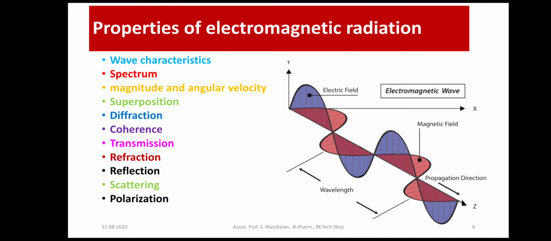Then scattering of the radiation. Scattering is when some molecules cannot absorb the light particle, but can scatter it. The scattering is mainly due to the surface or the shape of the molecules. But there are many scatterings, Mie scattering, Rayleigh scattering, Raman scattering, all of which we will study in the further slides. And the last one is polarization.